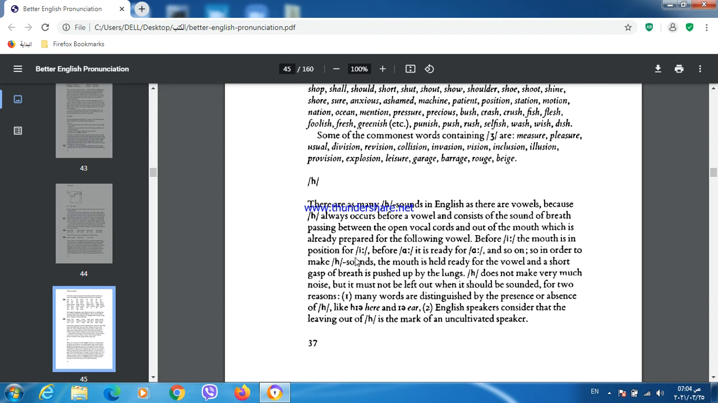فإن in order to make a sound ه، the mouth is held ready for the vowel and a short gasp of breath is pushed up by the lungs. اللسان أو الفم يكون مهيئ لإنتاج صوت العلة، وهناك نفحة يعني قصيرة من الهواء اللي تدفع من خلال الرئتين. Now, h doesn't make very much noise, but it must not be left out when it should be sounded. لكن أنا ما لازم أترك النويز of h عندما يجب أن يكون هناك ضوضاء.